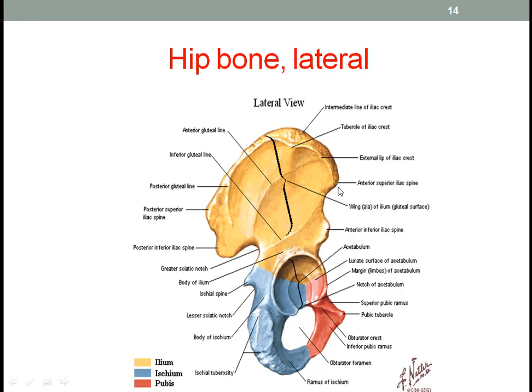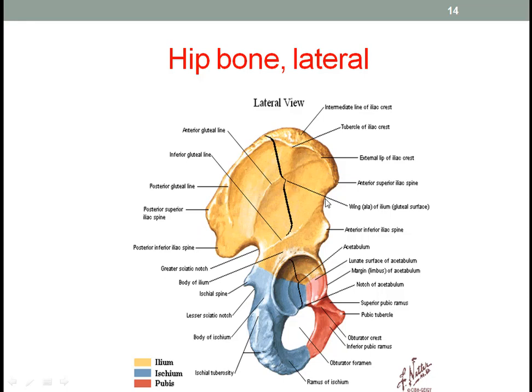Anteriorly, we have this spine which we call the anterior superior iliac spine, or ASIS. And here this is the anterior inferior iliac spine. We have another two spines posteriorly: the posterior superior iliac spine and the posterior inferior iliac spine.